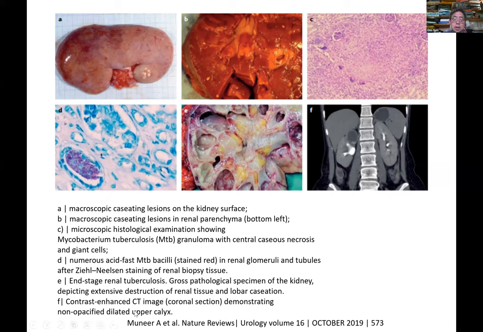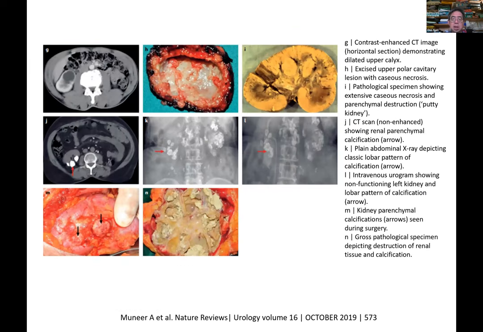This is a CT scan showing a non-opacified dilated upper calyx. And again, I won't pretend that I can read urograms as well as you can, because I'm sure you read them more than I do. Then more detailed cuts. Again, this is contrast enhanced CT showing a dilated upper calyx on the right. Here is an upper pole, which again has fully caseated in the middle. And this is a path sample showing caseation and parenchyma destruction.